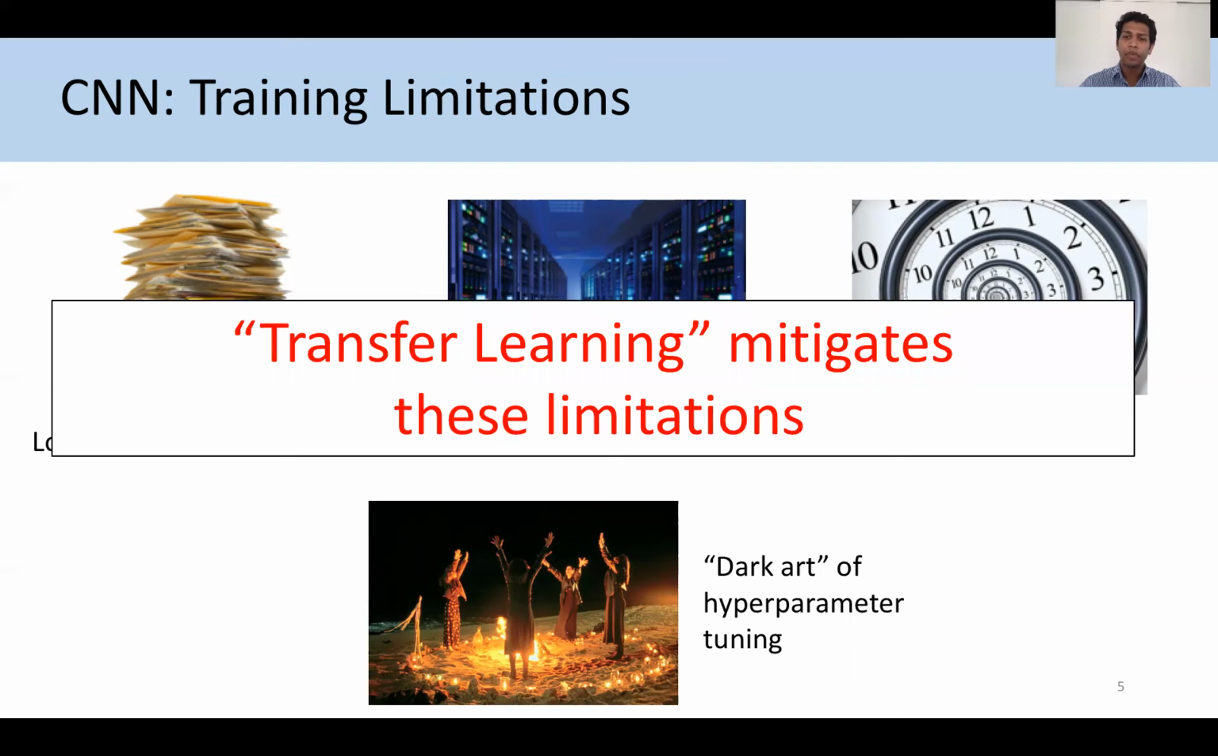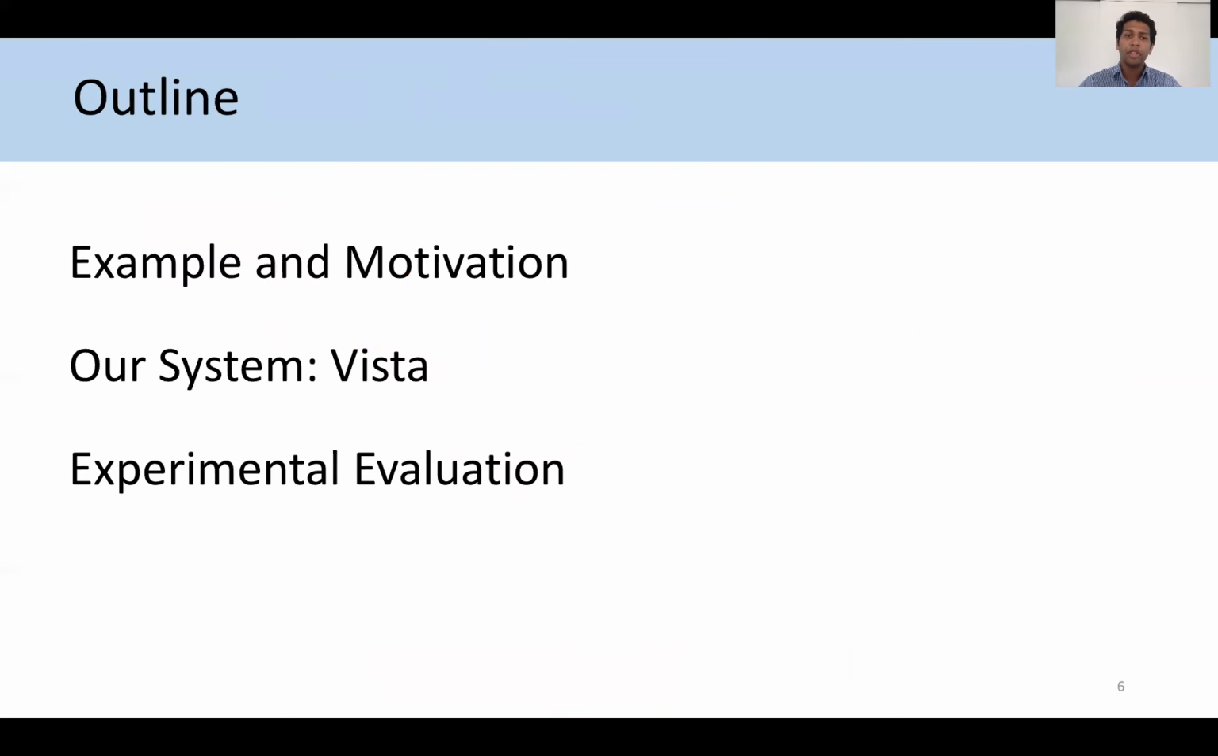Luckily, there's a paradigm called transfer learning, which can mitigate these limitations and still provide the benefits of CNNs. In the rest of my presentation, I'm going to first provide an example on how we can use transfer learning to integrate image data with structured data for performing multimodal analytics, then present our system Vista, an optimized system for executing this workload, and finally present some experimental results.